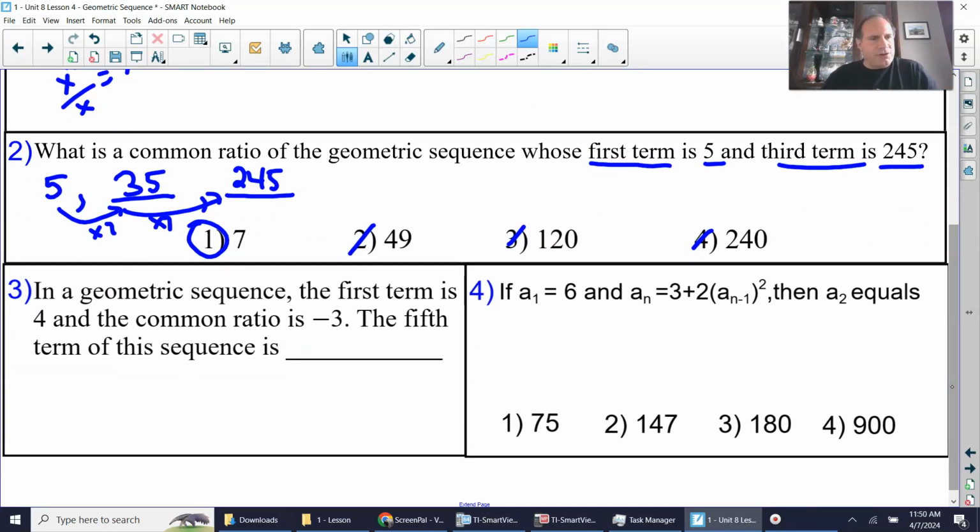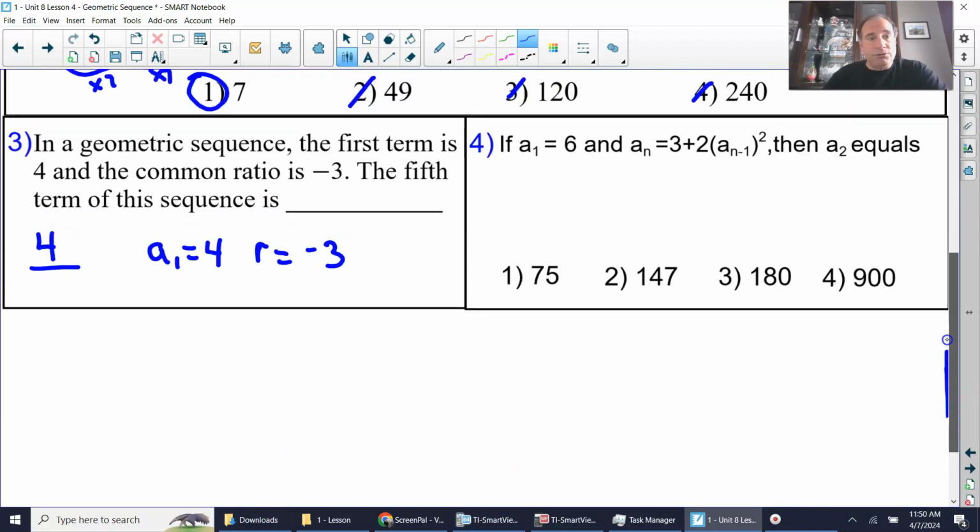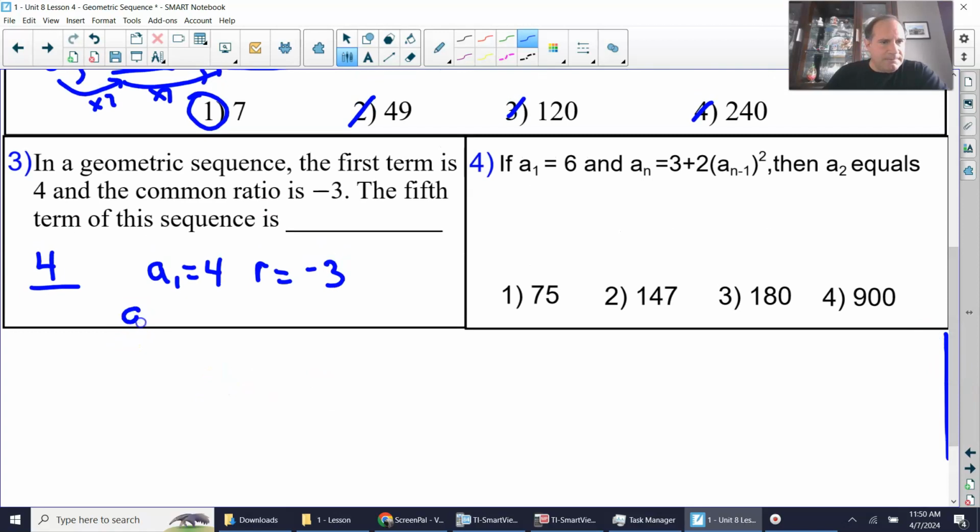In the geometric sequence, the first term is 4. The common ratio is -3. So we have a sub 1 equals 4. Then the common ratio, which is r, is -3. That is all you need. Honestly, you could do this without the formula, but you do have the formula. So this is a sub n equals a sub 1, and I'm just going to put that in parentheses, and then r to the n minus 1. Actually, that n minus 1 would probably be better on the outside. Whatever r is to the n minus 1.